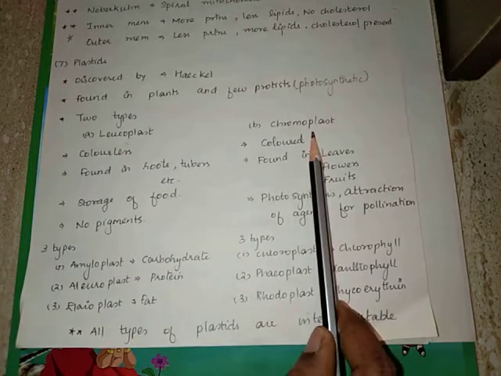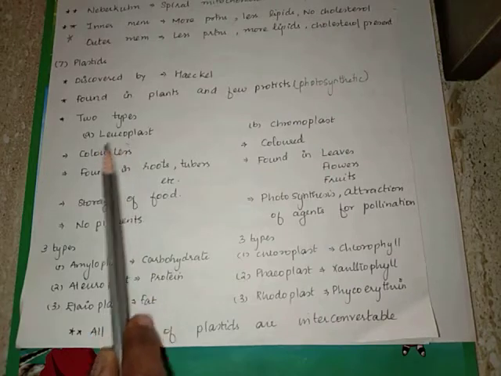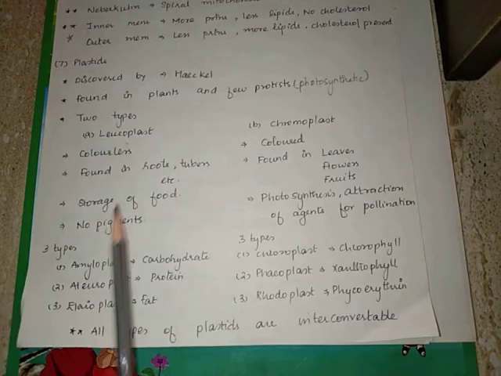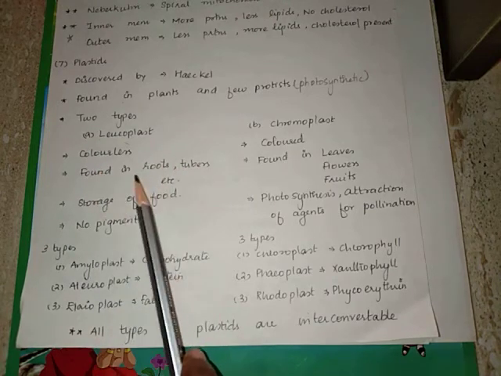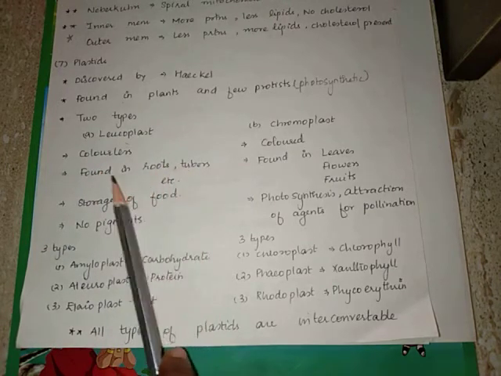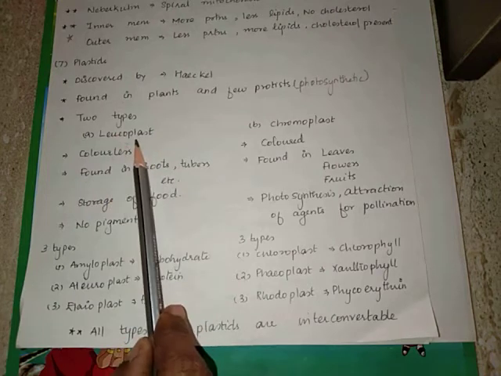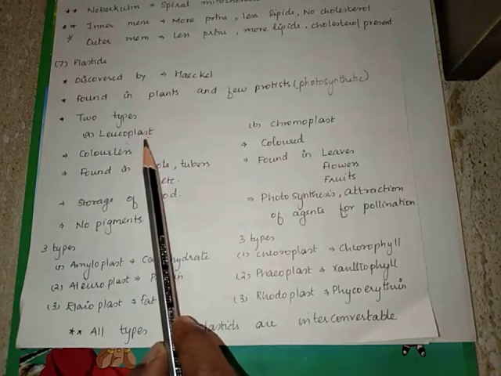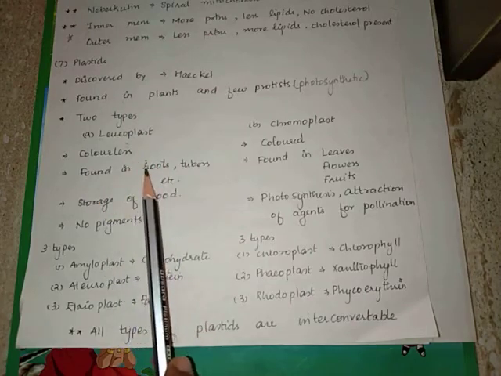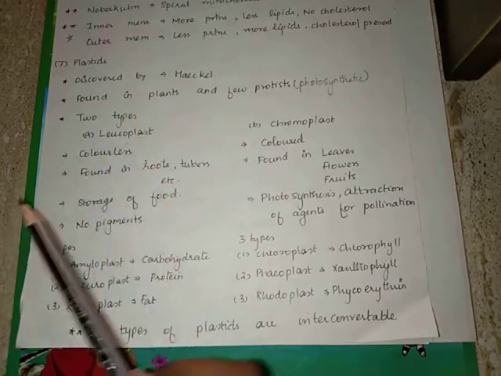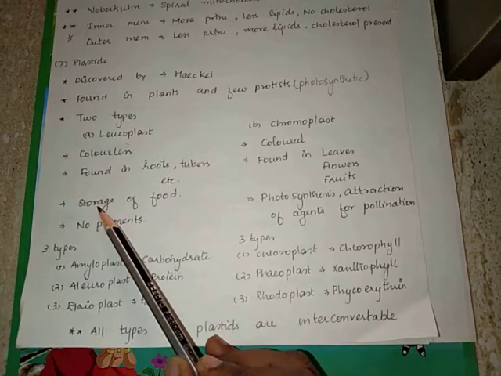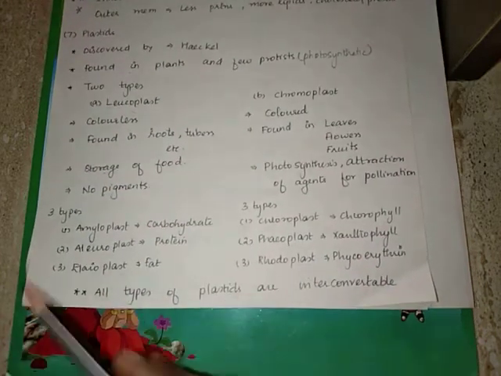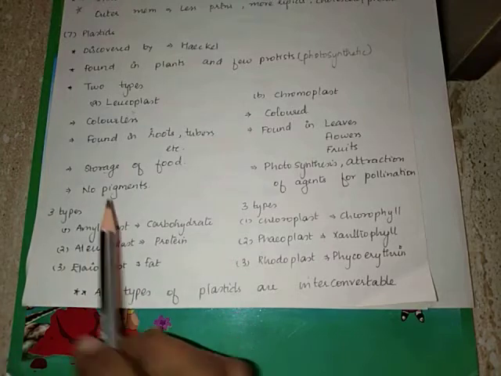Leucoplast and chromoplast. Leuco means colorless, or they do not have any pigment, so they appear colorless, and they are found in roots and tubers. Usually these leucoplasts are found in parts of the plant which are not exposed to sunlight, so they need not perform photosynthesis, and they don't have any pigments. They are mainly concerned with storage of food. And based on what they store, they are called by different names.